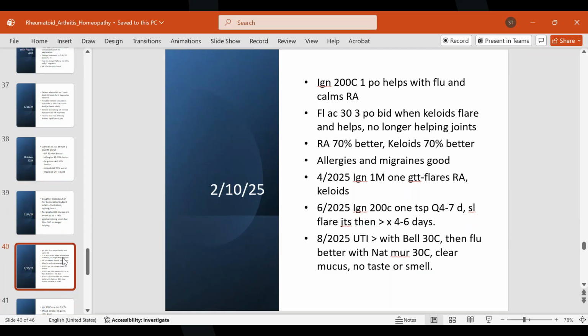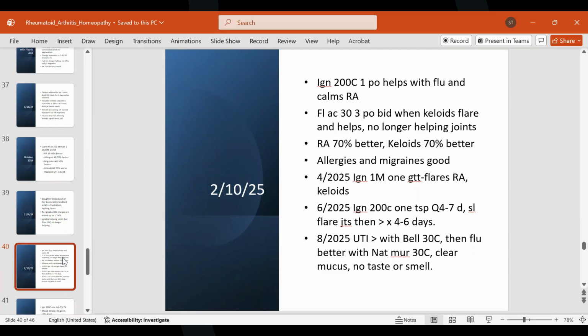And fluoric acid, she's taking when the keloids flare. And now it's helping. It's been about 1.5 years, and now finally it's helping. It's not helping the joints, but it's helping the keloids. The RA is about 70% better, and the keloids are about 70% better. So finally, it took 1.5 years for them to improve. So you have to tell patients this is what's possible.